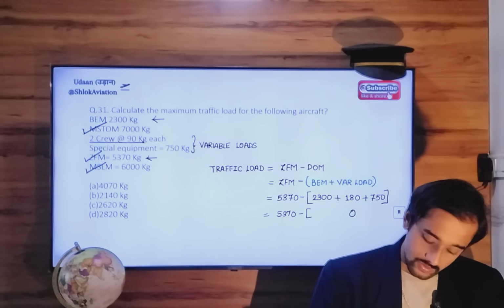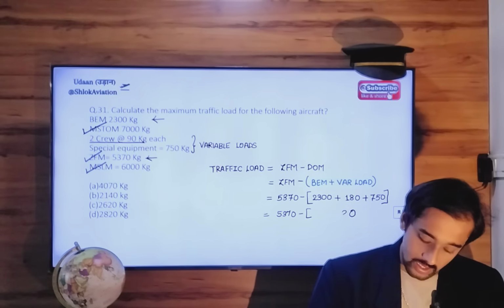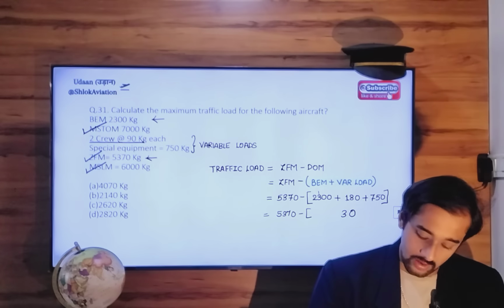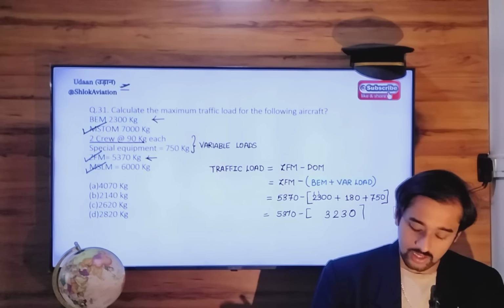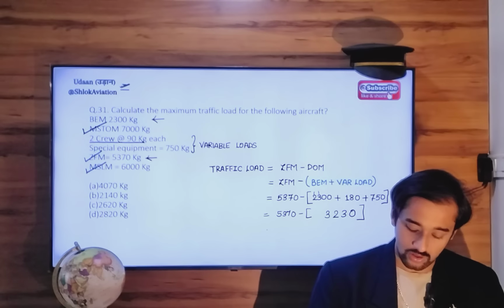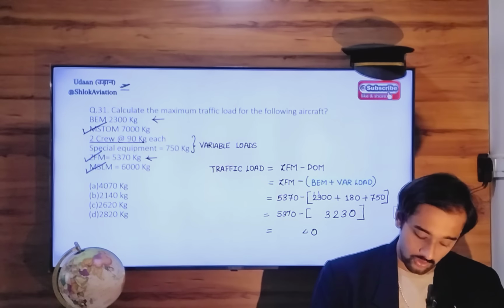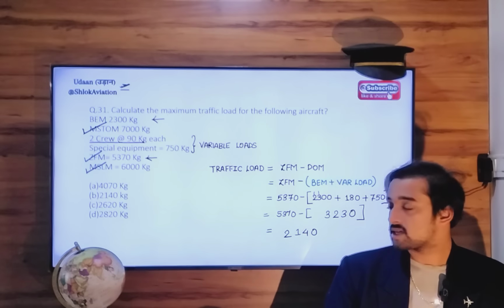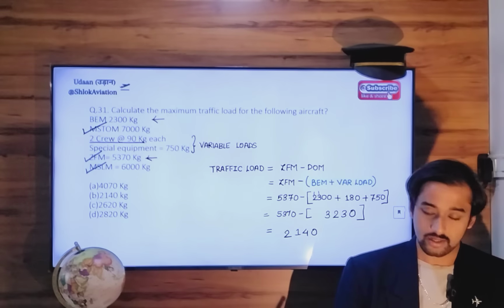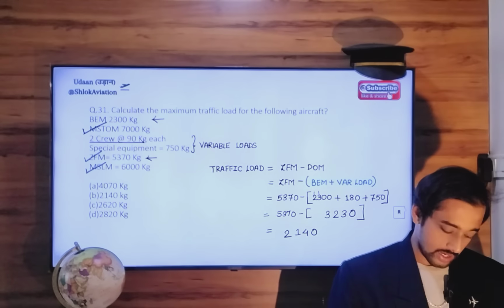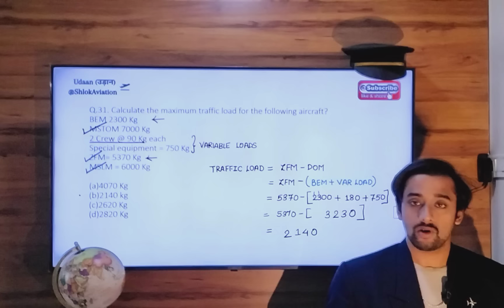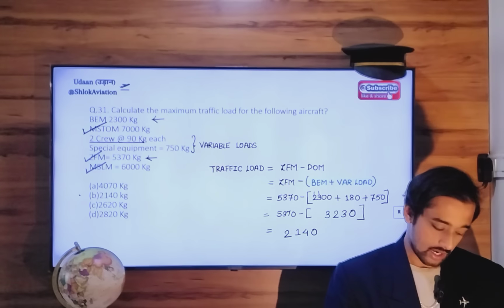So 0, 8 and 5 is 13, 4, 5 is 12, so 3230. So 5370 minus 3230, which is 7 minus 3 is 4, 3 minus 2 is 1, 5 minus 3 is 2. So the answer is 2140 kg. Okay. So the correct option will be option Bravo. 2140 kg is your answer.